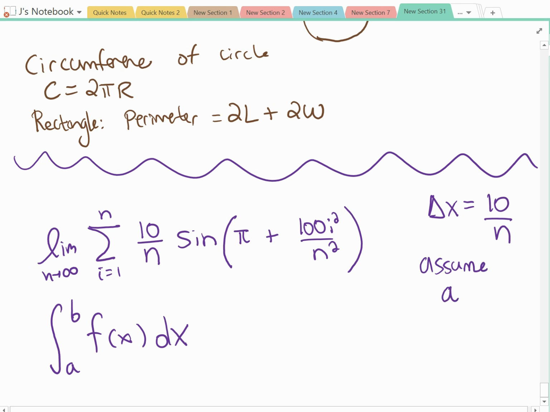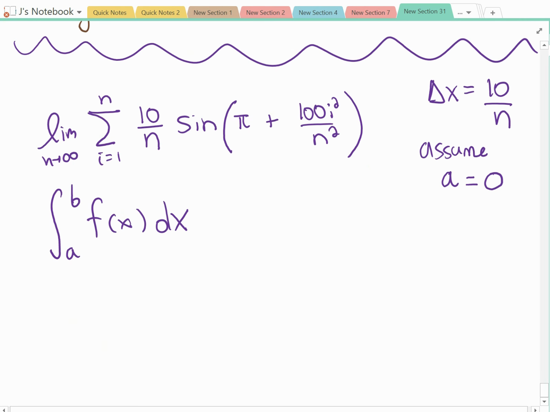We'll assume that a is 0. And then we'll solve the question again, assuming that a is pi, to show you that there's more than one way to solve these. There's more than one answer. Every single one of these sums can be converted to an unlimited number of integrals, depending on what you pick for a. But if it's multiple choice, it'll be one of them.